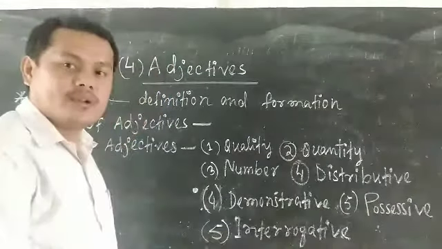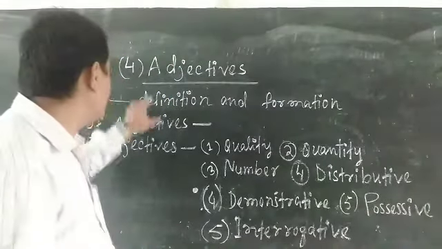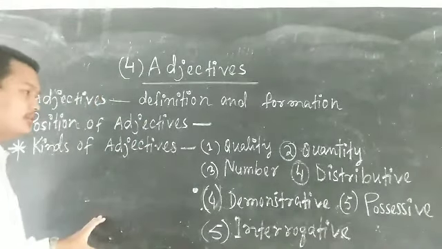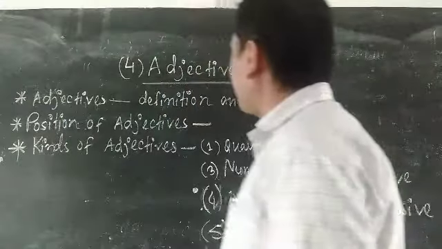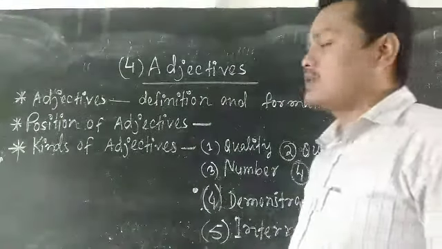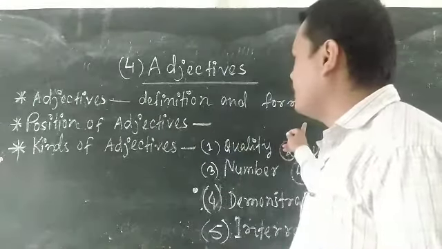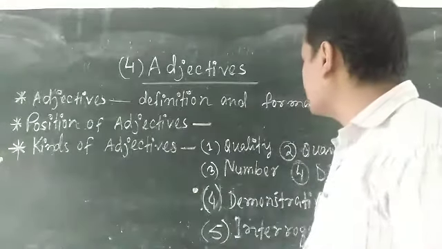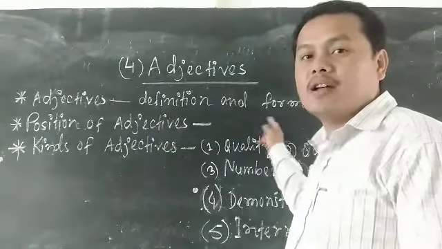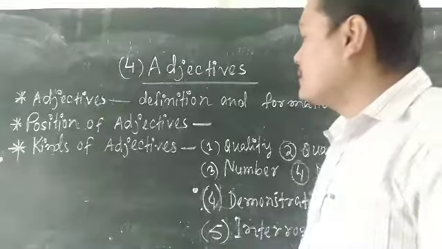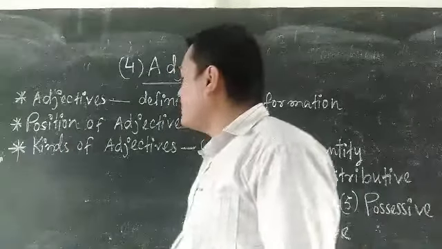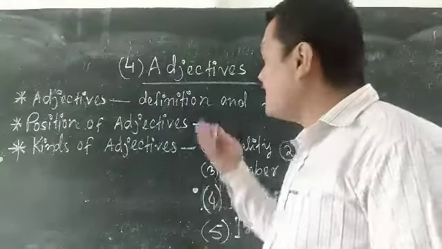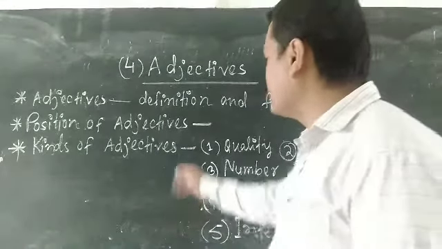You can see today's topic of this chapter. I will discuss these 3 points of this chapter which are very important. First, we will see adjectives and their definition and formation: how an adjective is defined and which are the examples of adjectives. At the same time, how adjectives are formed and from which words. Secondly, we will see another important point of the chapter, position of adjectives, where adjectives are used in sentences.